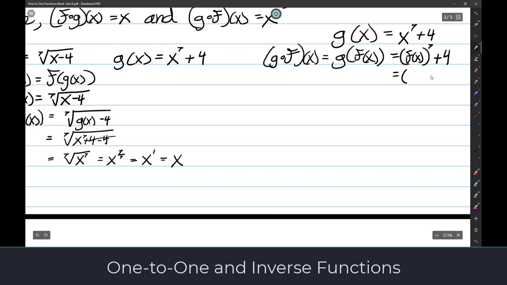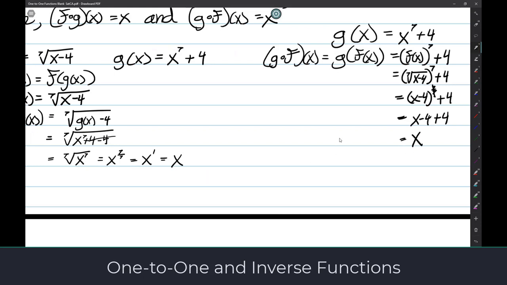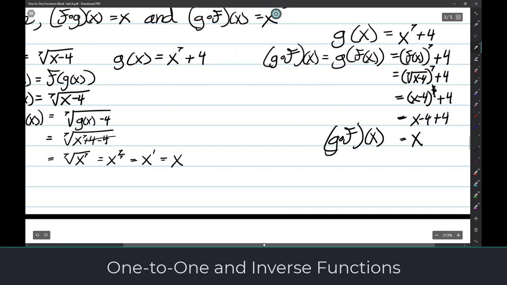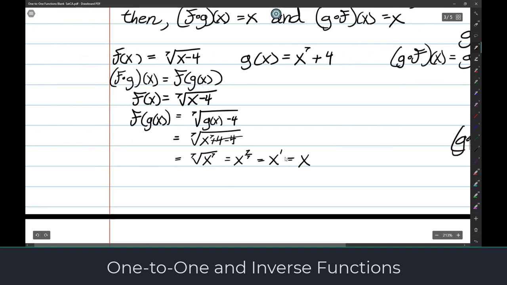Well, f of x is the seventh root of x minus 4. Now, to the seventh power plus 4. So we're going to have x minus 4 in parentheses to the 7 over 7 power plus 4. Well, 7 over 7 is 1. So we'll have x minus 4 plus 4, which is x. So g circle f of x equals x. And f circle g of x equals x.